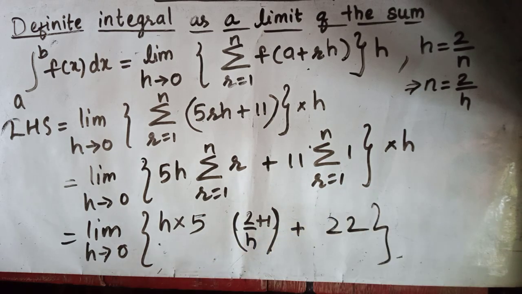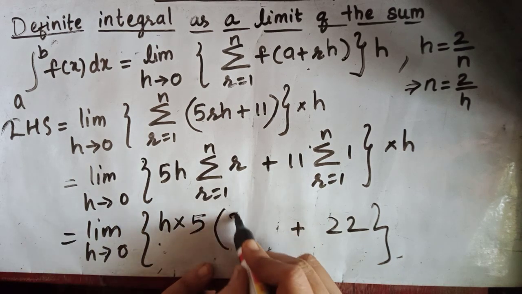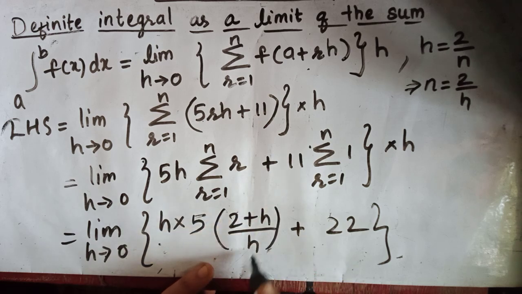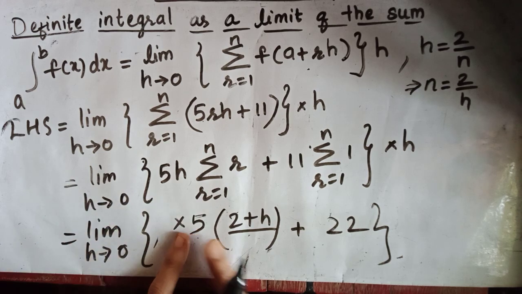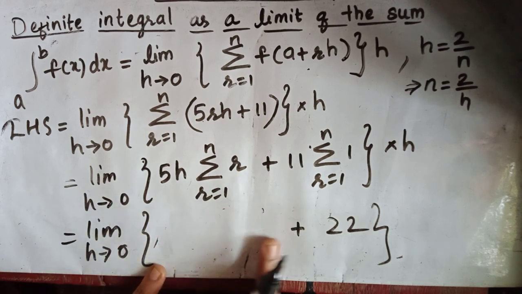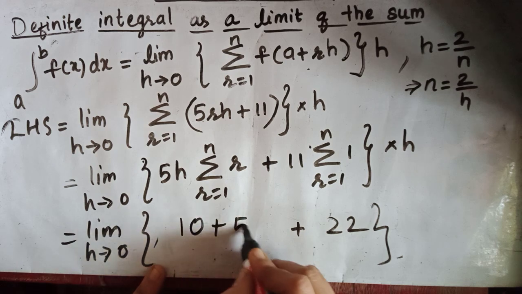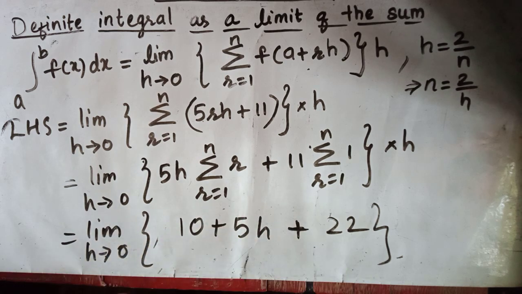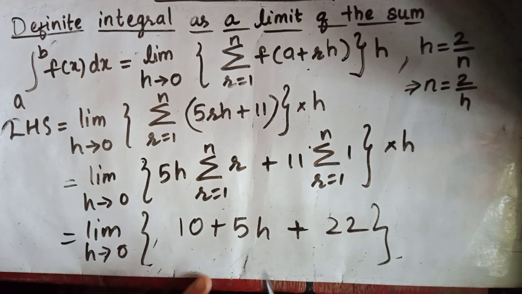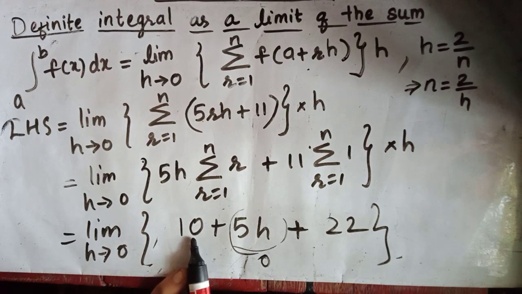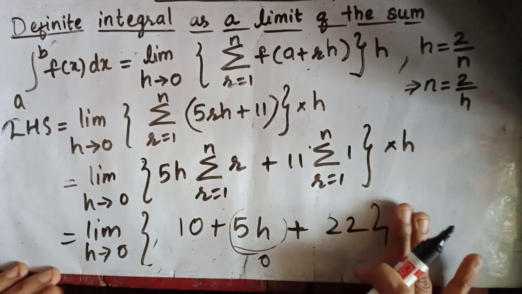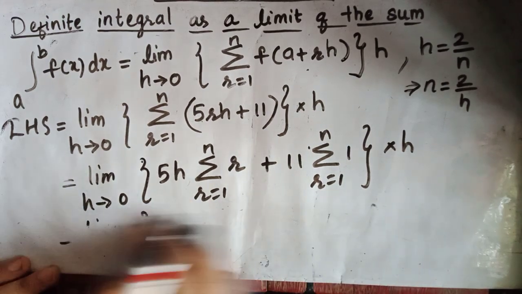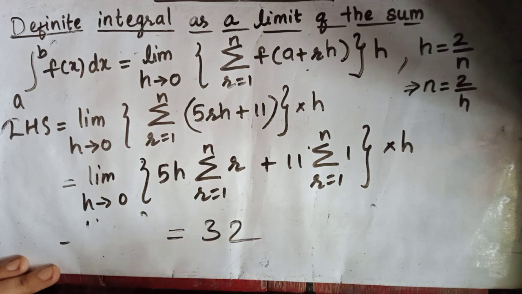Expanding this, it will be 2 plus h upon h, 2 plus h upon h. So you can cancel this. You will get here 5 into 2, that is 10, plus 5h. Now you can put h tending to 0, so this term will be 0. You will get only 10 plus 22, which is 32. So the answer is 32.